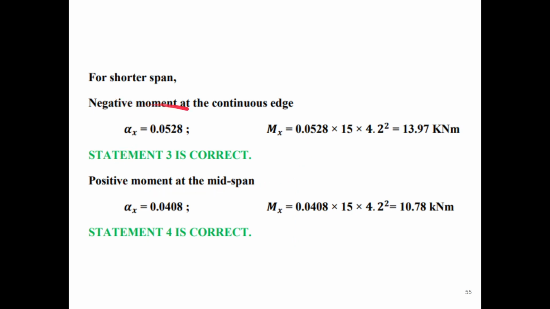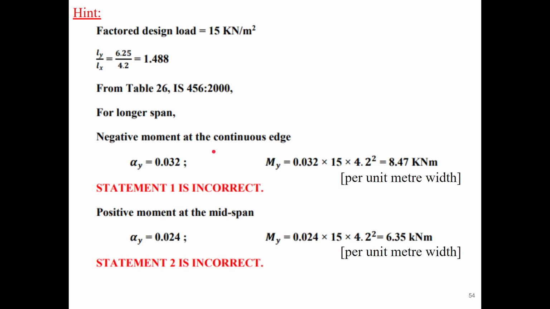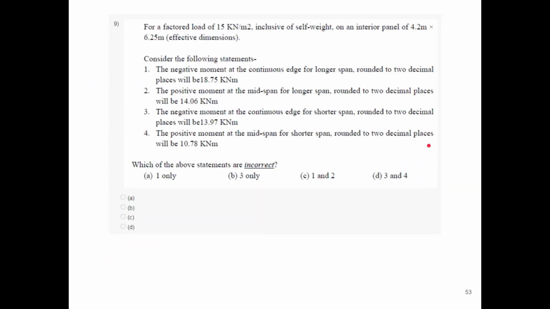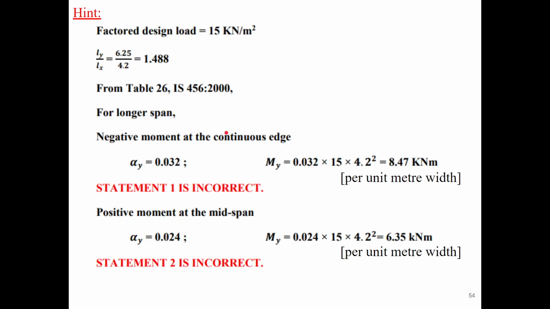So negative moment at the continuous edge, as per the table, alpha x is 0.0528, as per table 26. So mx will be 0.0528 into 15 into 4.2 square, which is 13.97 kilonewton meter. So negative moment at the continuous edge for shorter span, rounded to two decimal places, is 13.97 kilonewton meter.